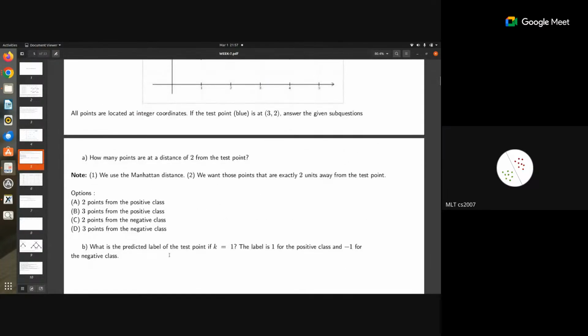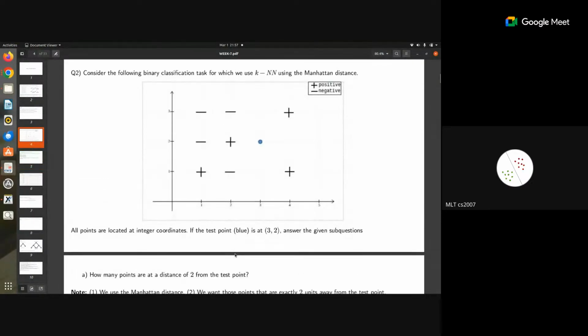what is the predicted label of the test point if k equal to 1? Plus. Why? Because this 2 is the closest point, and it is plus.